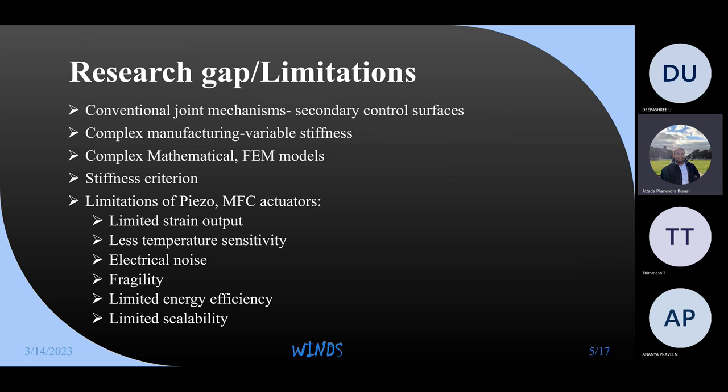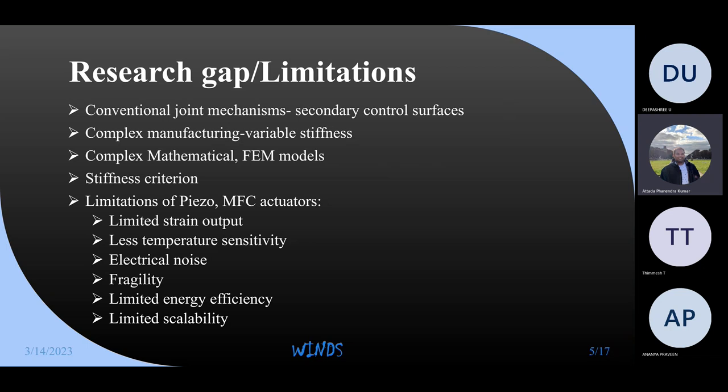Bistable shape means, let's suppose you take a composite plate, it can achieve two stable shapes. That means at the stable shape, the energy will be less. So out of this literature, there were some limitations.